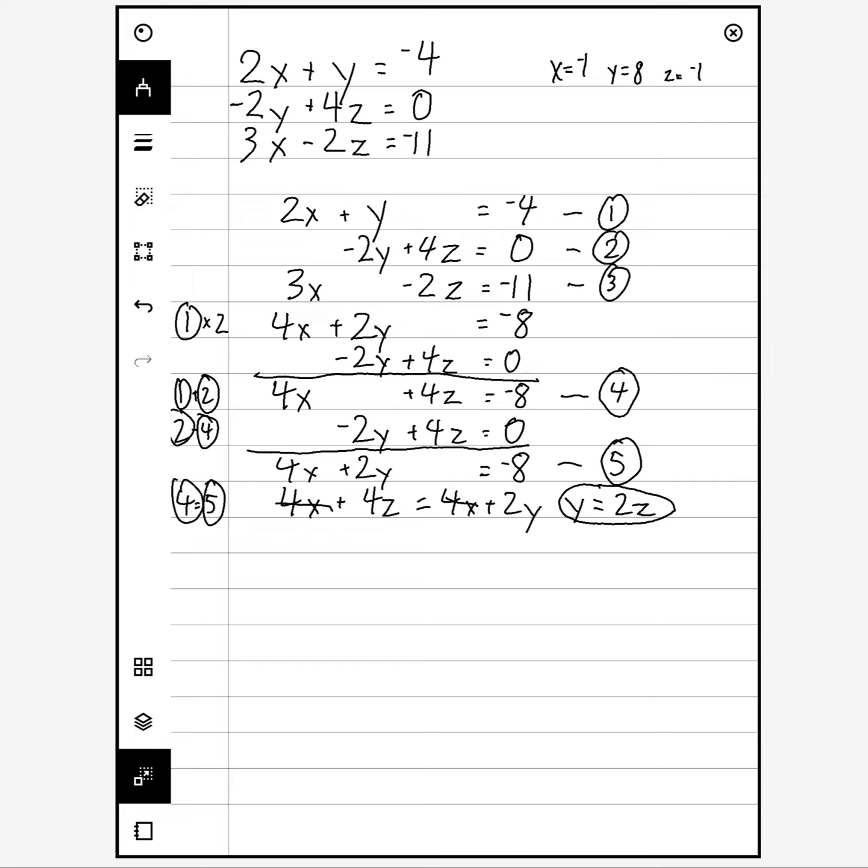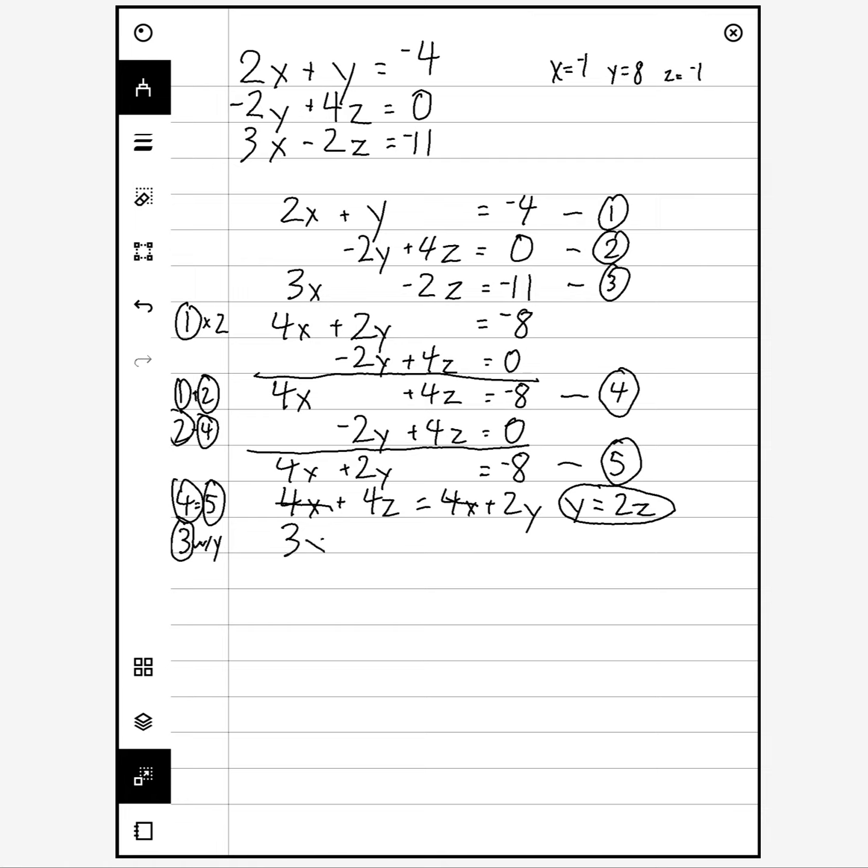Okay, so equation 3 with y. You don't need to do this. I just like doing it because sometimes I forget what I'm doing. And it's also helpful to be able to go back and ask, how did I get this equation? Okay. So equation 3 with y.